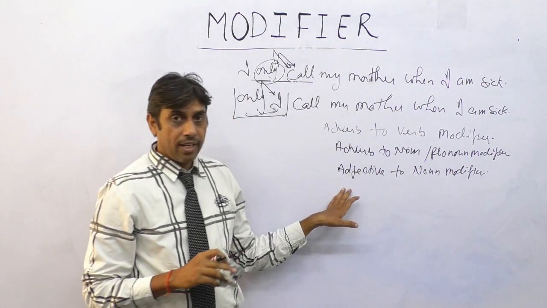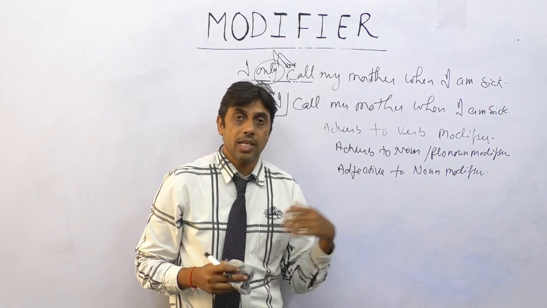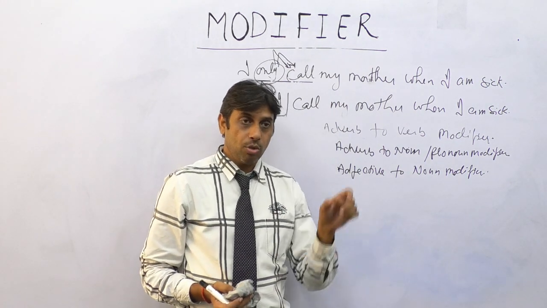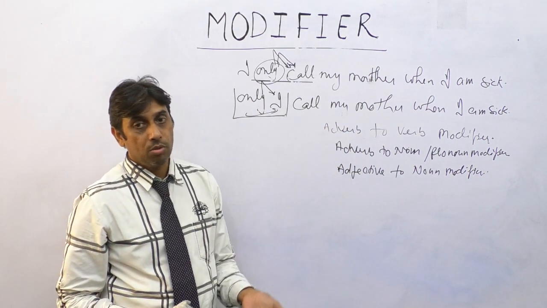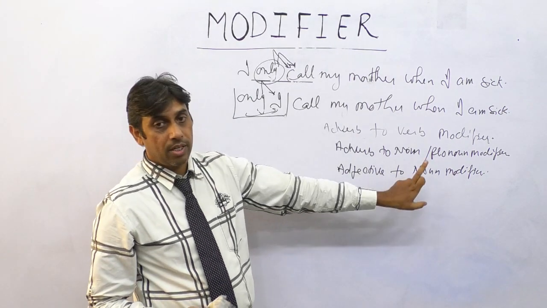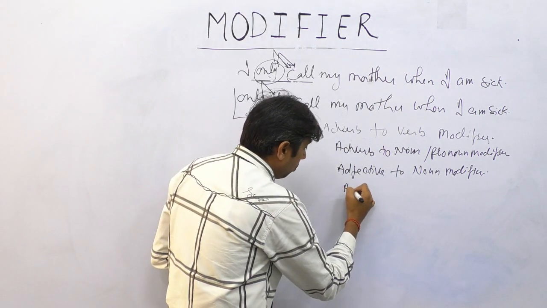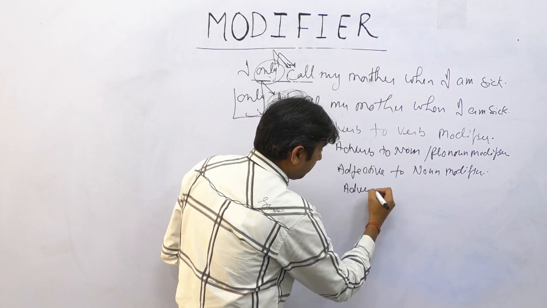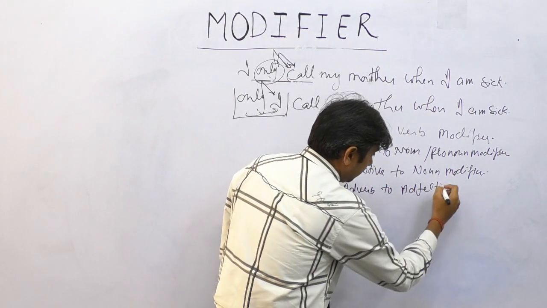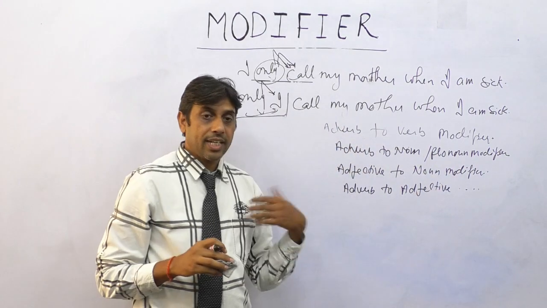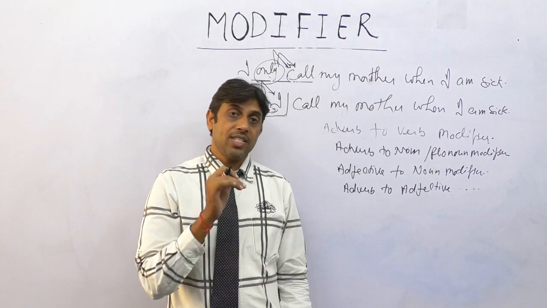So adjective to noun modifier is when I'm writing a sentence that he is an intelligent student, he is an intelligent person. So here this adjective intelligent modifies the meaning of the noun, as in what kind of student he or she is. This is adjective to noun. Now adverb to adjective modifier. So adverb to adjective modifier is when I am writing an adverb to give a more specific, more accurate meaning to an adjective.